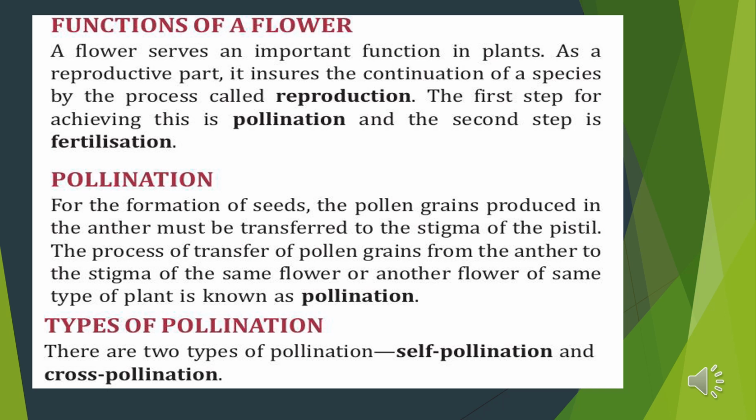Again, the proper definition is the process of transfer of pollen grains from the anther to the stigma of the same flower or another flower of the same type of plant is known as pollination. Now, types of pollination. There are two types of pollination, self and cross pollination.